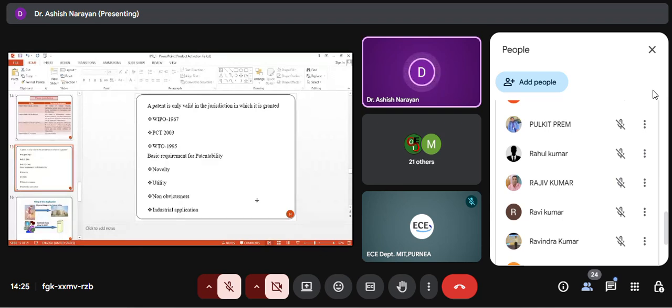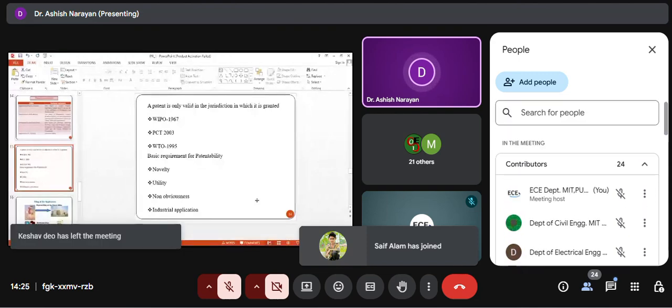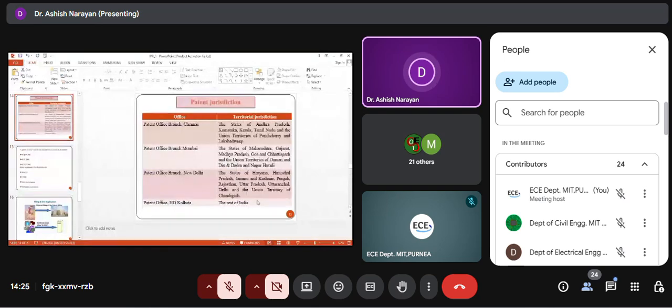And one more thing I want to tell you, if you have to do the patent, one is Indian patent. In India, these are the offices of Indian patent. And if you want to do the patent abroad, so you have to go to the US.